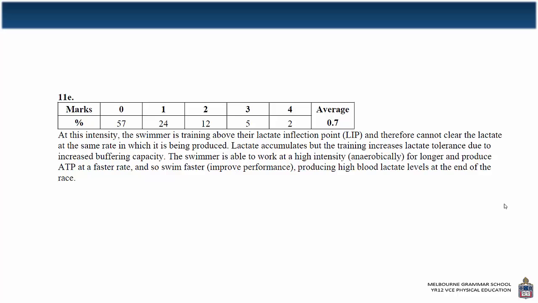Just like we've talked about in a question on blood lactate levels at the end of a 400 metre event for a trained versus an untrained person, that trained person is going to have a far greater blood lactate level because of their ability to tolerate lactate production. So let's go back and have a look at what you'd need to say. You'd need to say they're training above lactate inflection point and define it. You'd need to say that it accumulates, but that training increases the tolerance, and therefore you can work at a higher intensity for longer, producing higher blood lactate levels at the end of the race. It's a tough question. Only 2% of the state got all 4 marks there.